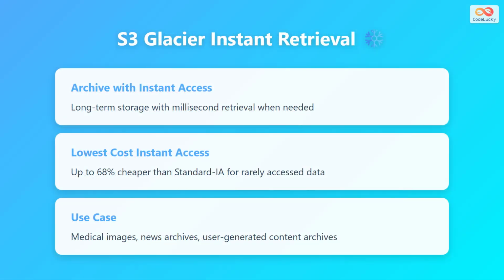S3 Glacier Instant Retrieval provides long-term archival storage with the ability to retrieve your data in milliseconds when needed. It's the lowest cost option for data that still requires instant access, offering up to 68% cost savings compared to Standard IA. This storage class works perfectly for medical images, news media archives, and user-generated content that must be retained for years but is rarely accessed.